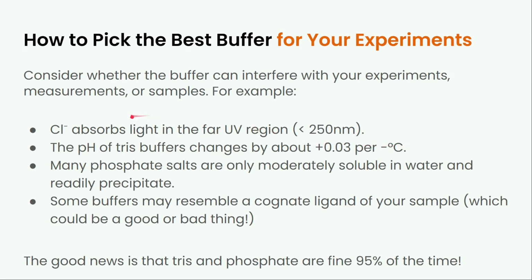Then you also need to consider will the buffer interfere with your downstream experiments. So chloride absorbs light in the far UV region. It absorbs at below 250 nanometers. So, for example, if you're doing circular dichroism or any other spectrophotometric measurements in that region, you'll perhaps want to substitute your tris HCl for something like potassium phosphate, something that's free of chloride.